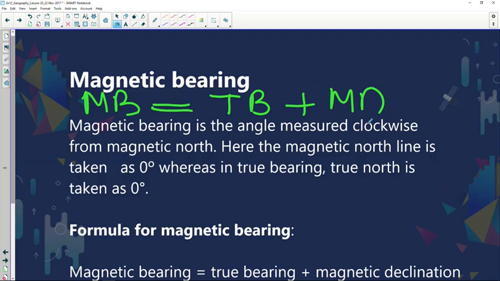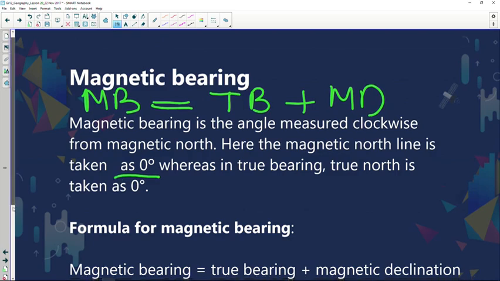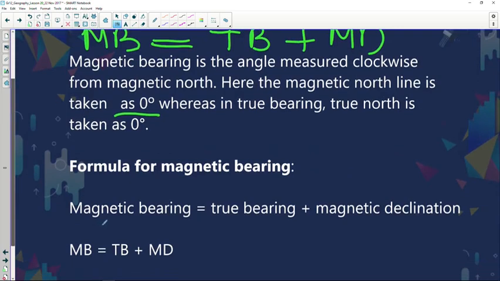Magnetic bearing is the angle measured clockwise from the magnetic north. Here the magnetic north is taken as 0 degrees. As you can remember, you place your protractor on your north-south line, where the 0 is where your magnetic north is. True north is taken at 0 degrees, beg your pardon, where true north is. Now if you look at the formula, magnetic bearing equals true bearing plus magnetic declination.